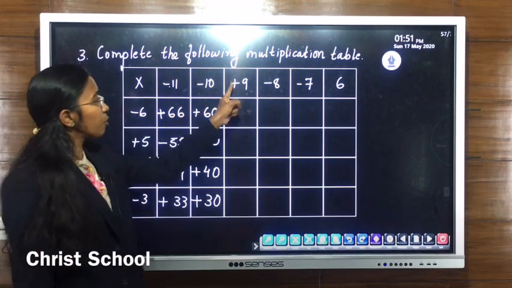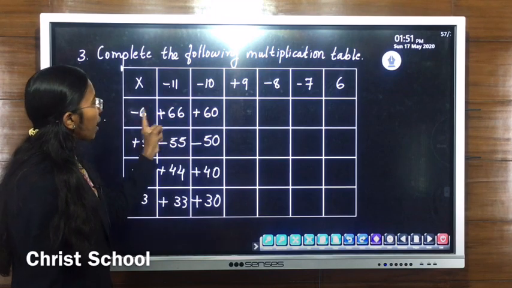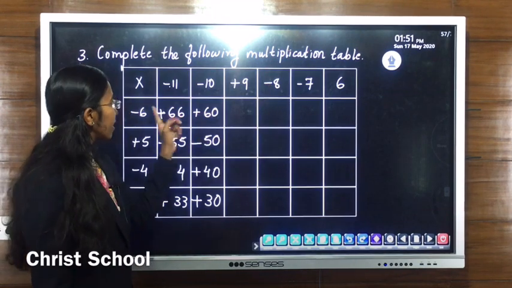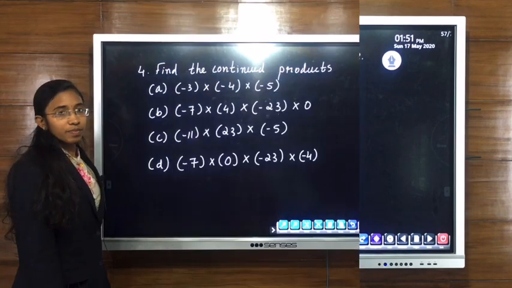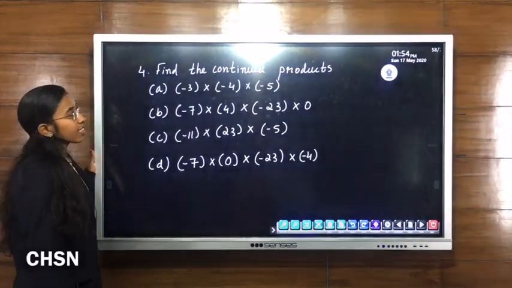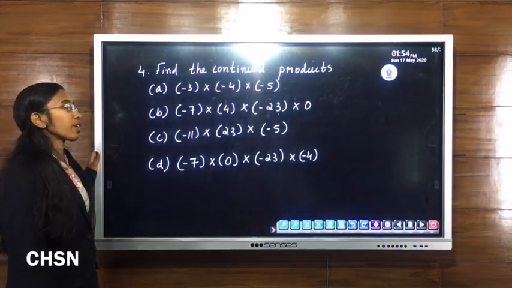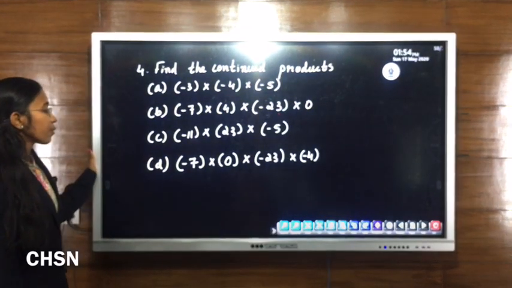Here minus 6 into plus 9, write the answer here. Minus 6 into minus 8, write answer here. Minus 6 into minus 7. Minus 6 into 6, like that. Fourth question, find the continued products. In the fourth question there are 4 parts.